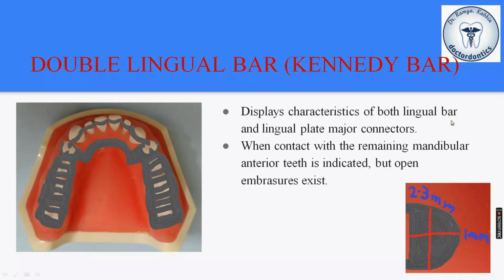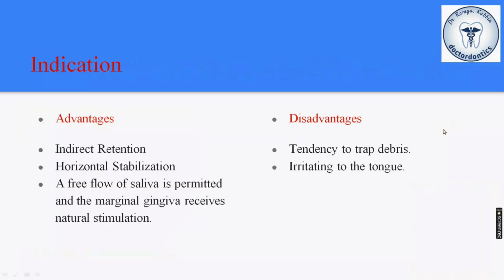It is half pear shaped, same as the lingual bar, 4 to 5 mm thickness. Now, what are the advantages and disadvantages of the double lingual bar? It acts as indirect retention and it is used for the horizontal stabilization. It allows the free flow of saliva because it has space in between. And what are the disadvantages?